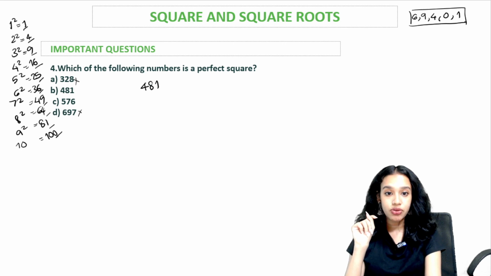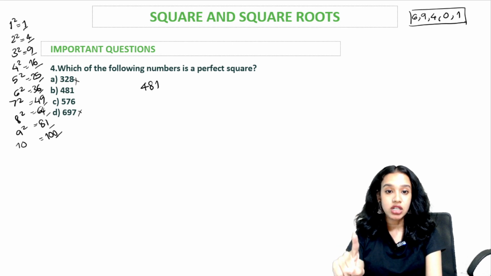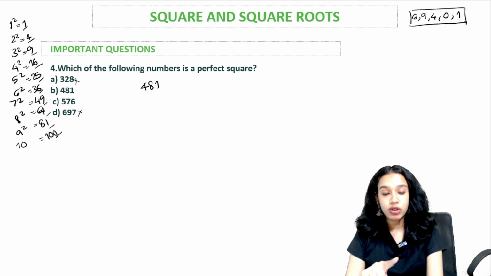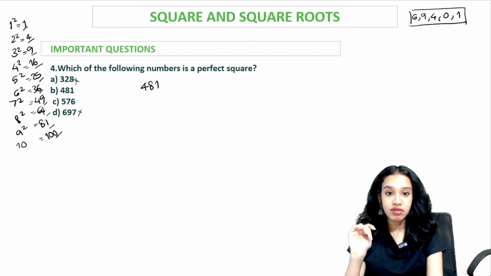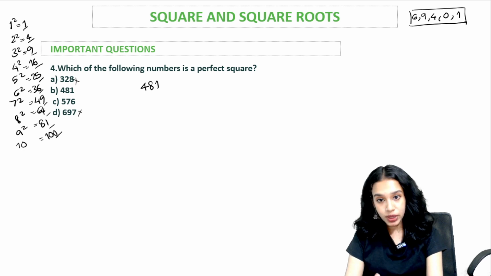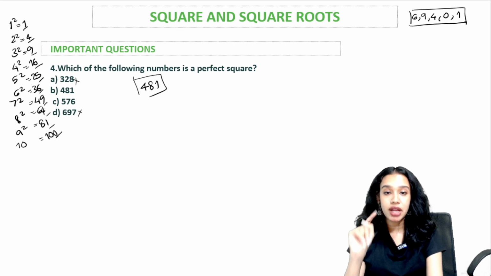So let's find the root of 481. Let's see, is it divisible by 2? No. Is it divisible by 3? We have 8 plus 1 is 9 and 9 plus 4 is 13. So it's not divisible by 3. Now, is it divisible by 5? It's not. Is it divisible by 7? Let's see, 6 sevens are 42, so 48 minus 42 we'll get 6 and 61. It's not divisible by 7. Is it divisible by 9? 1 9 is 9, 4 9s are 36, 5 9s are 45 and we'll have 3 balance, 31. Again it's not divisible. So I think it's a prime number, right?